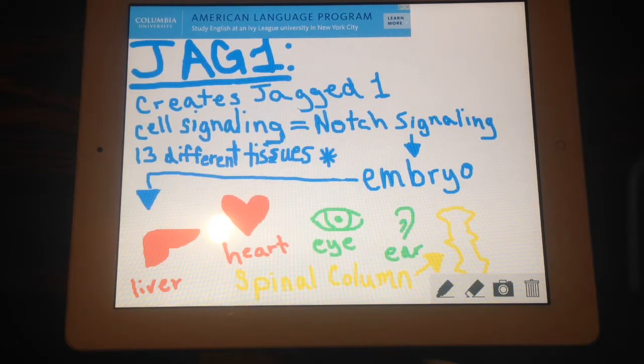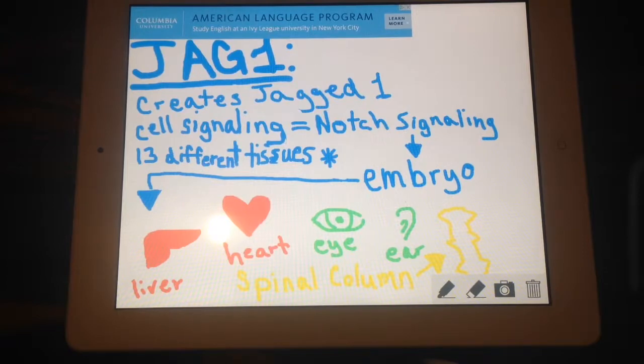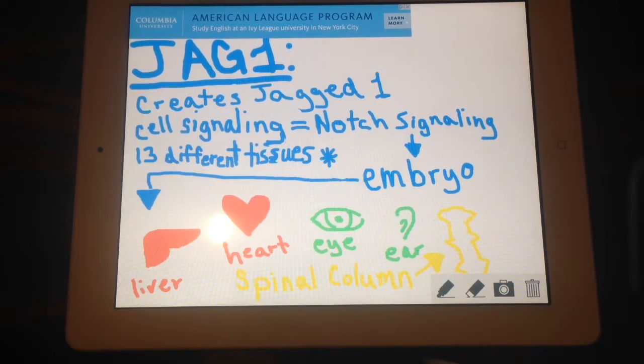Notch signaling also controls how certain kinds of cells develop in the embryo, including the liver, heart, eyes, ears, and spinal column. The locus of the gene is chromosome 20 at position 12.2. The nucleotide sequence is 6,048 base pairs long, and expression in other cells is, like I said, in 13 different tissues.